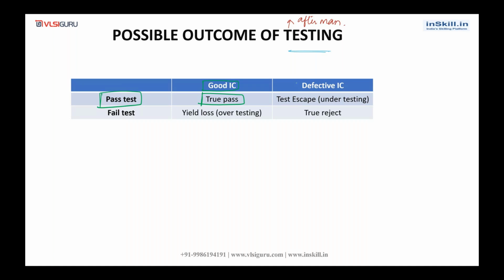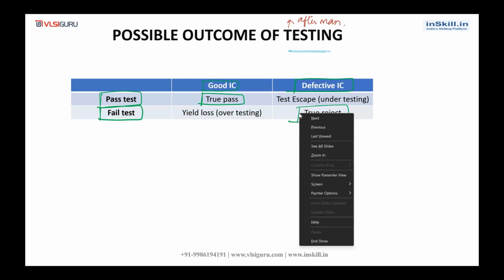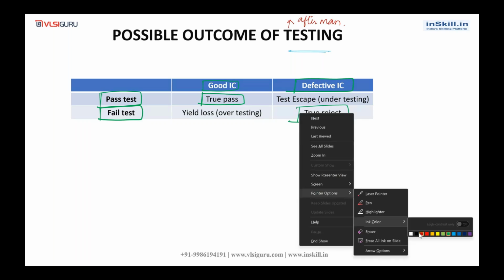If a defective IC fails the test, it is a true reject. A defective IC means it should fail the test. So that is called a true reject.